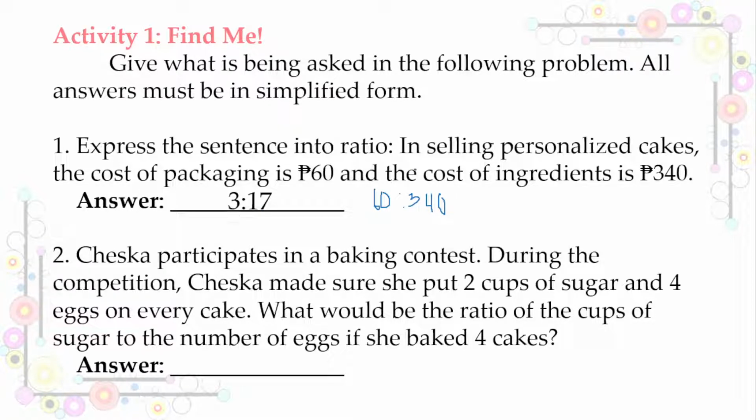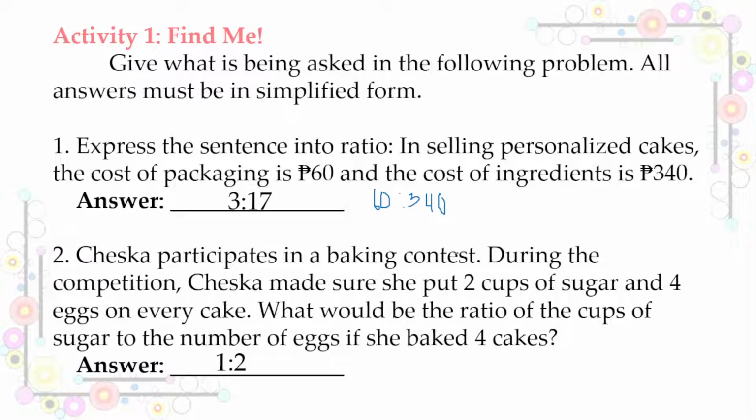Okay? So for number 2, Cheska participates in a baking contest. During the competition, Cheska made sure she put 2 cups of sugar and 4 eggs on every cake. So what would be the ratio of the cups of sugar to the number of eggs if she baked 4 cakes? So our answer here is 1:2.